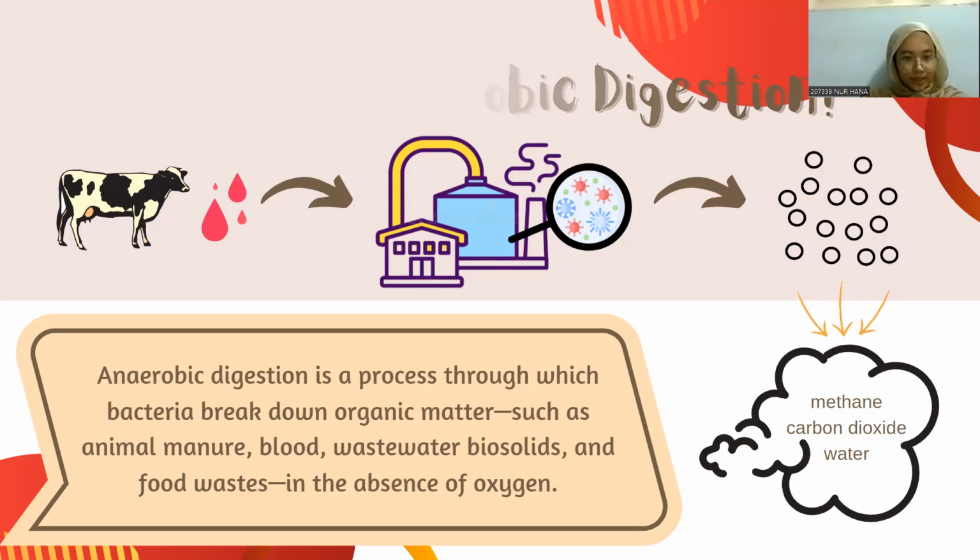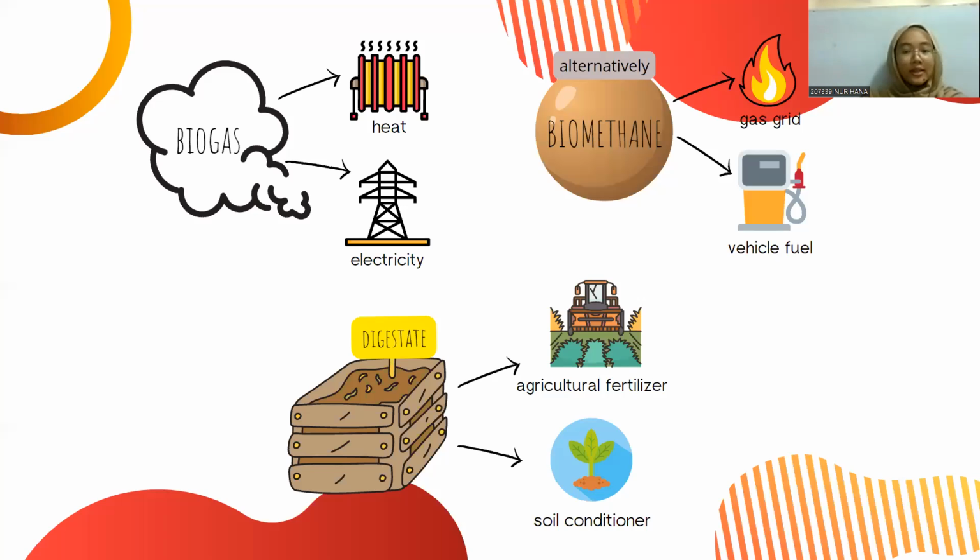Next slide, please. So at the end of the process, we have a mixture of methane and carbon dioxide, which we call biogas, and water, and some organic materials we call digestate. So biogas can be used to produce heat and electricity. It can be used in combined heat and power to produce CHP, which is gas engines, or it can be burned to produce heat only.